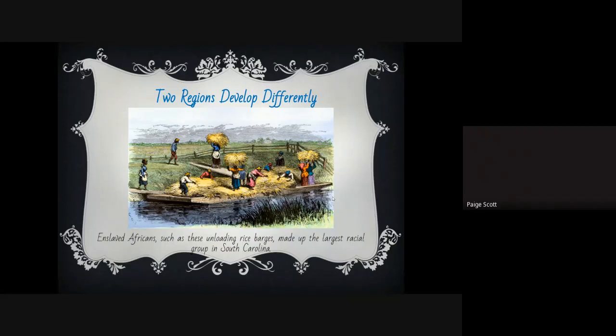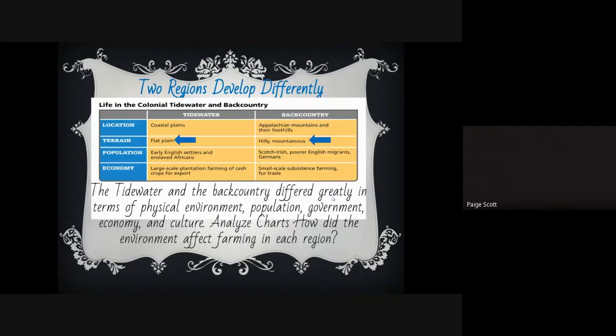Enslaved Africans did make up the largest racial group in South Carolina, therefore meaning that there were more Africans than there were of any other race. The Tidewater and the backcountry differed greatly in terms of physical environment, population, government, economy, and culture.